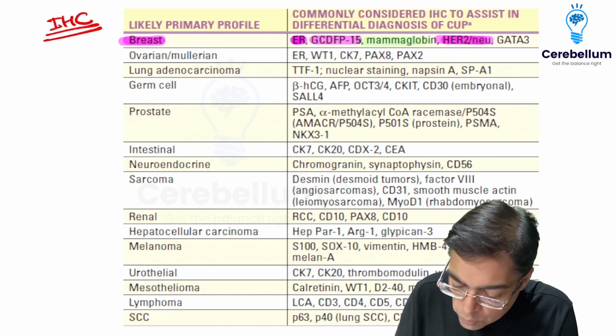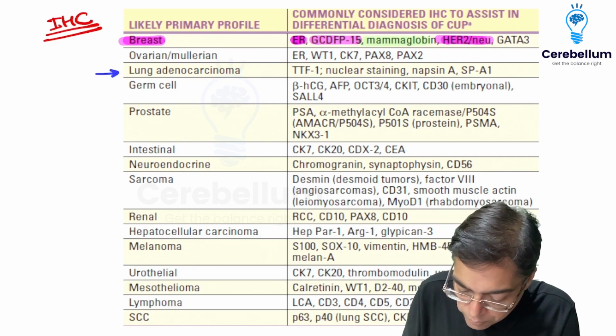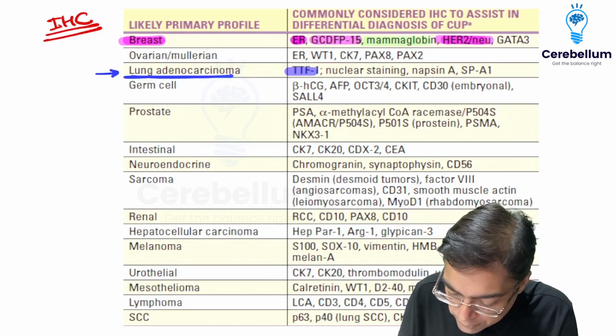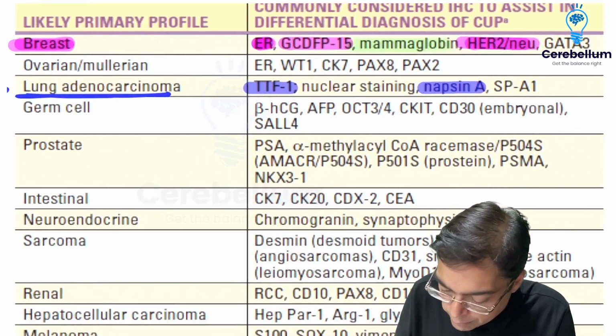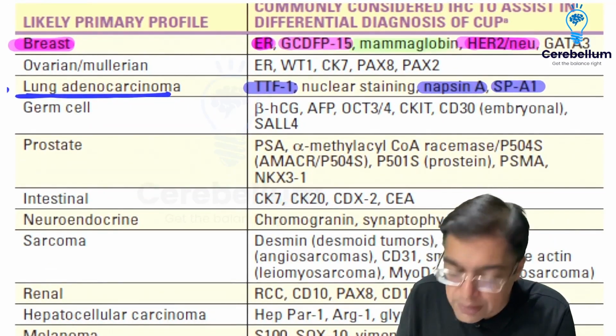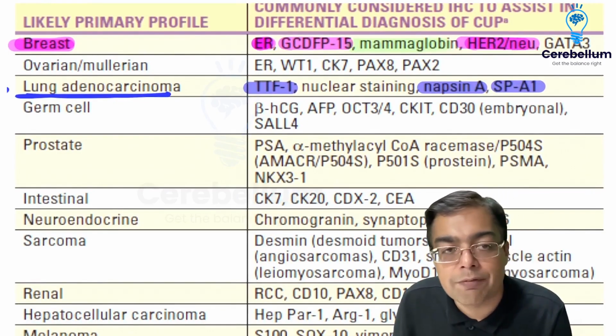The important ones that I would like you to remember, in the order of priority, are those of lung adenocarcinoma. Lung adenocarcinoma is going to be picked up with the help of a marker that is thyroid transcription factor 1. I want you to remember a marker by the name of napsin A. I also want you to remember a marker by the name of SPA1, that is surfactant protein A1.